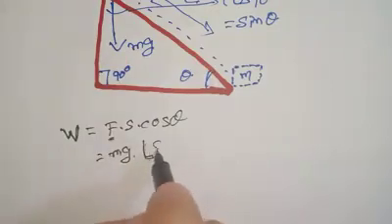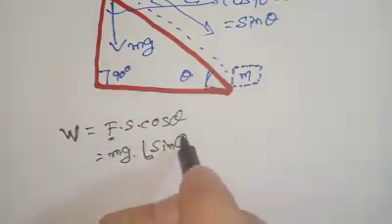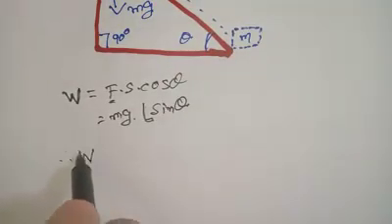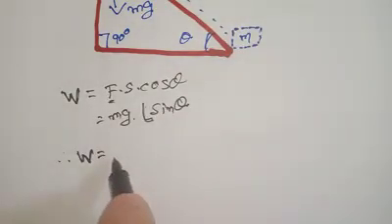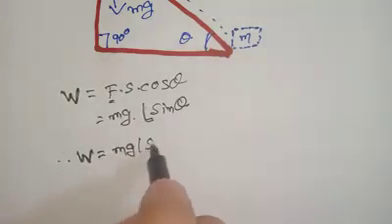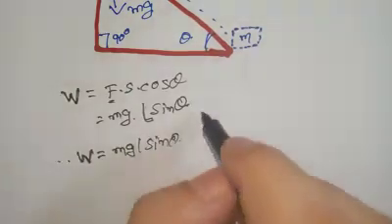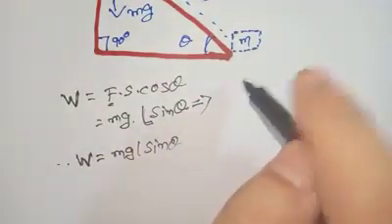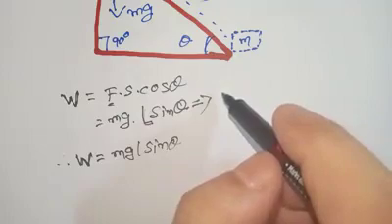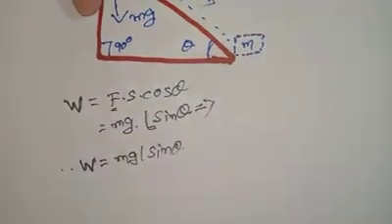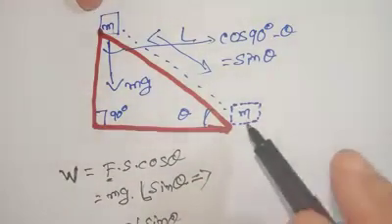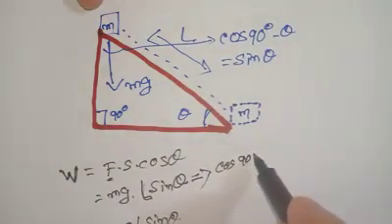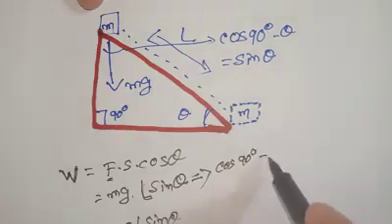So it would be mgl sine theta. Therefore, what we can see is that work done equals mgl sine theta. Why sine theta? Because we have seen this one to be cos 90 minus theta, right? So we have seen this as cos 90 minus theta. I can just put it for convenience, cos 90 degrees minus theta.